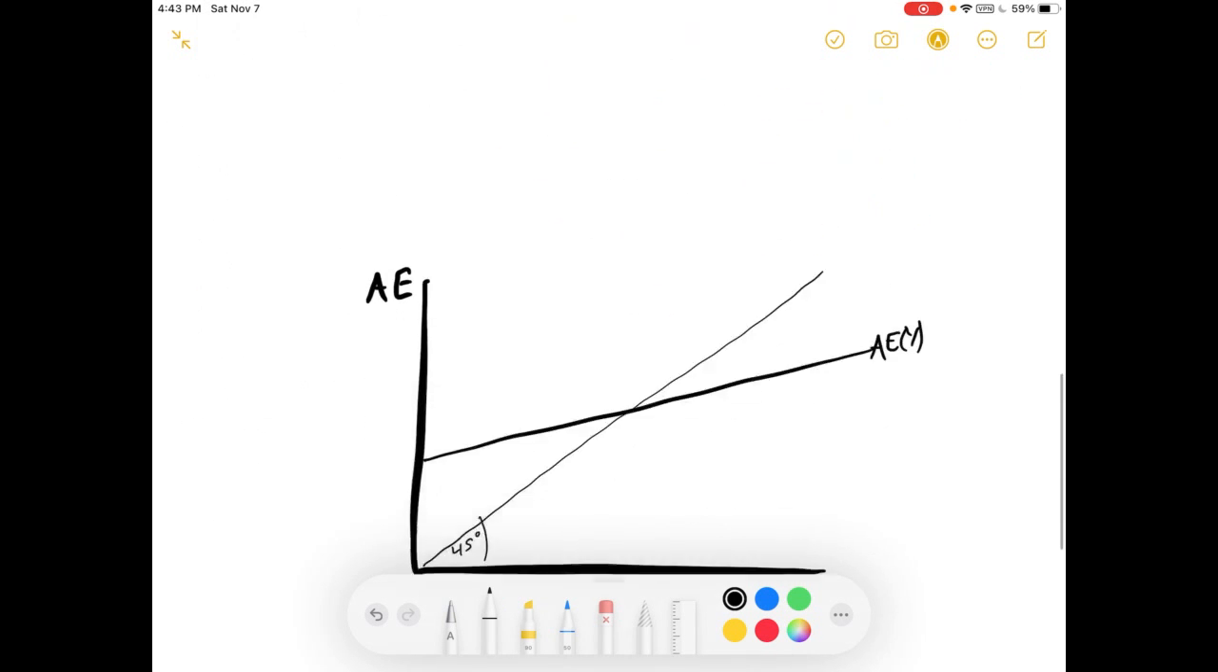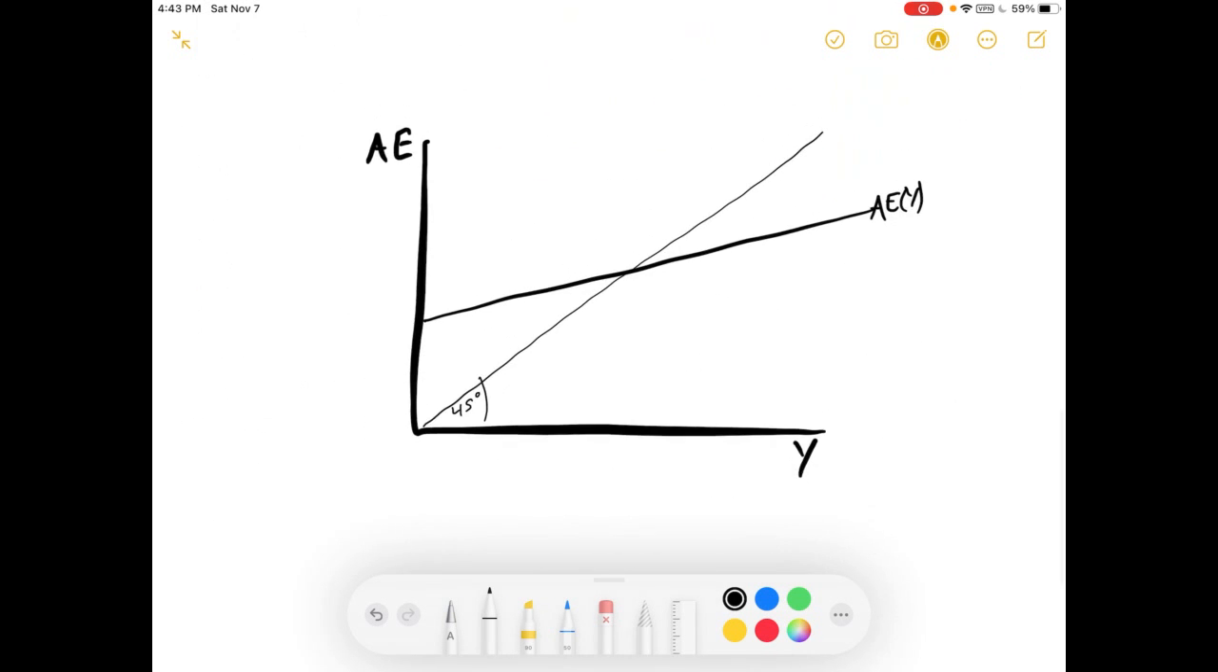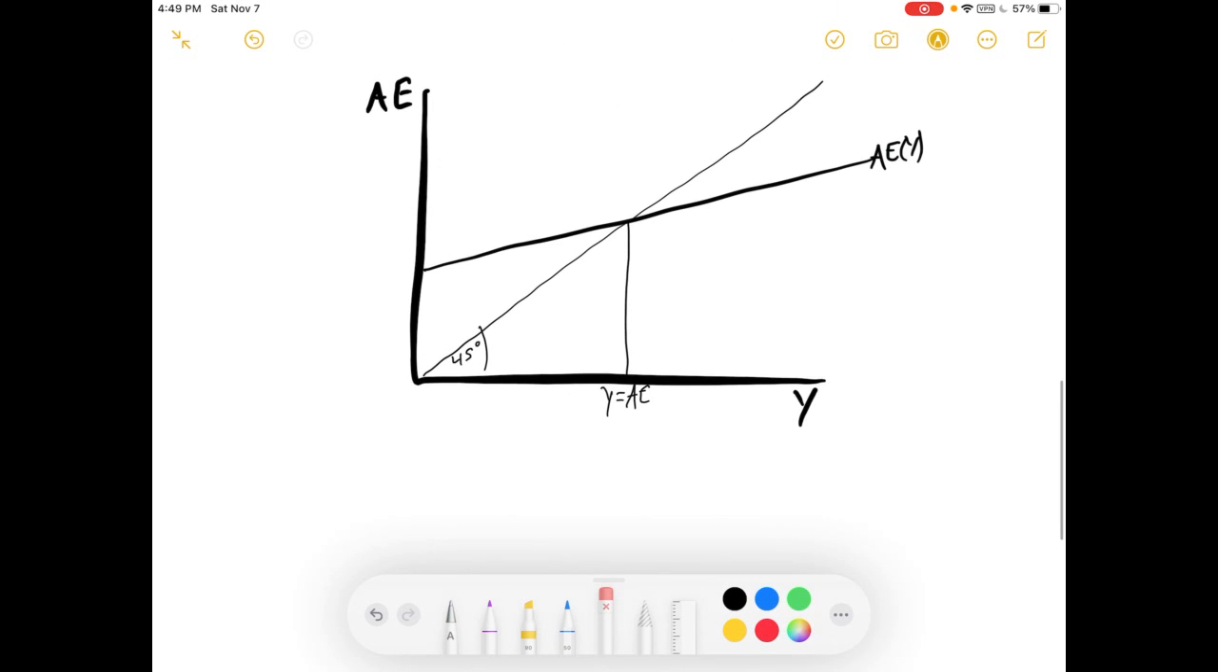But let me blow this up onto a bigger graph so we can work with it more. I have equilibrium marked on here, Y equals AE, which means that unplanned inventory investment is equal to 0, and everything is stable. This is macroeconomic equilibrium. This is the stable level of GDP. This is associated with potential GDP.